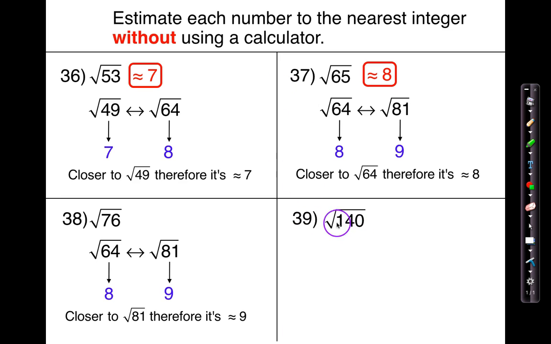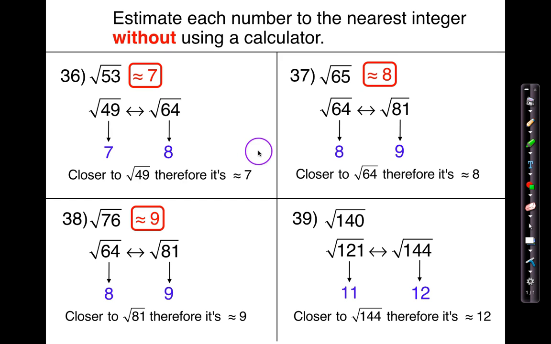Number 39, how about the square root of 140? Well, it's between 121 and 144. Which one is it closer to? Absolutely 144. So I'm going to say it's closer to 12. So I'm going to say it's approximately 12. And again, the reason why we say approximately is because it's not exact. If I were to say 12, that would be misleading, because 12 times 12 does not equal 140.